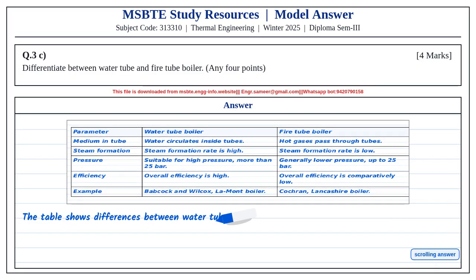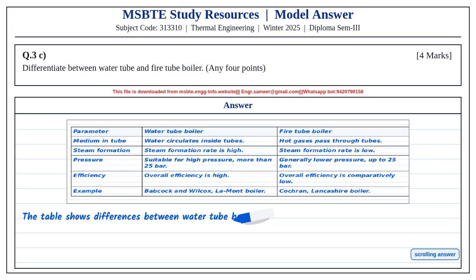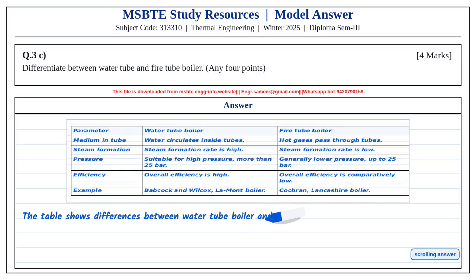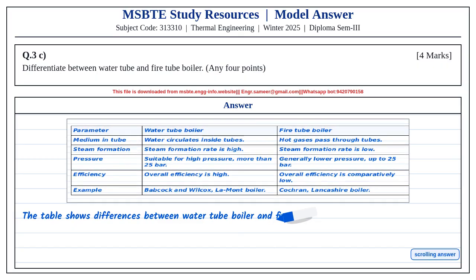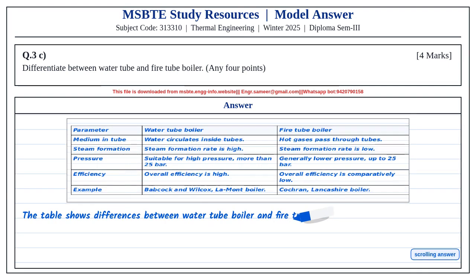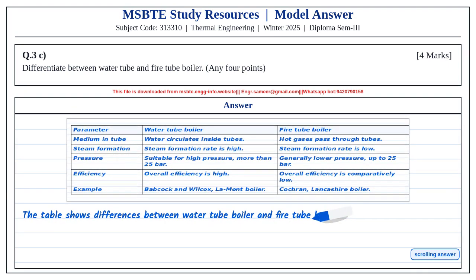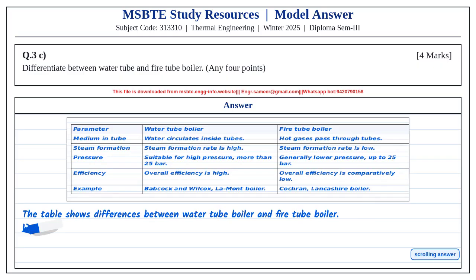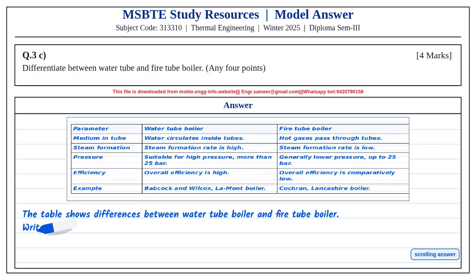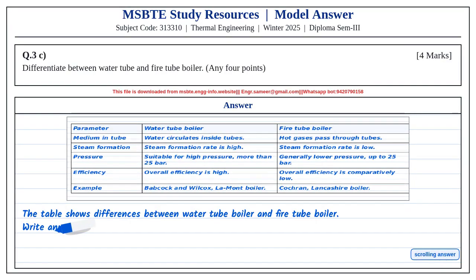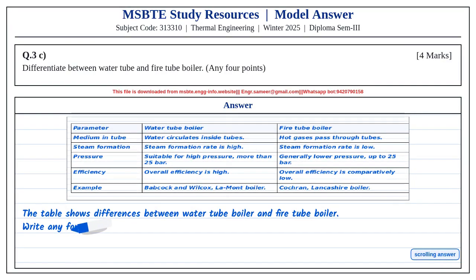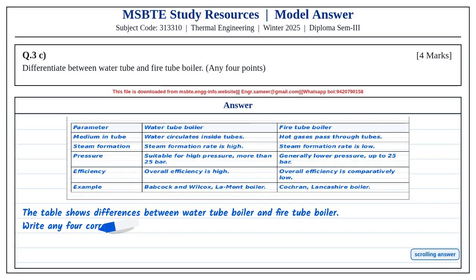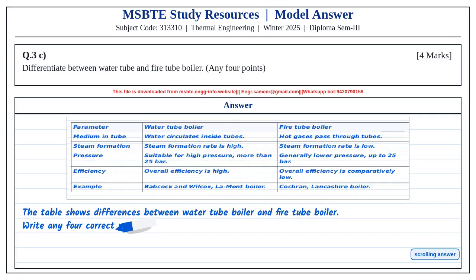In water tube boiler, water circulates inside tubes, while in fire tube boiler, hot gases pass through tubes. Steam formation rate is high in water tube boiler and low in fire tube boiler. Water tube boiler is suitable for high pressure, while fire tube boiler is generally for low pressure. Overall efficiency of water tube boiler is high, while fire tube boiler efficiency is comparatively low.